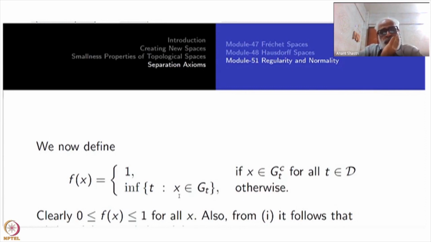Okay. Since all the t's are between 0 and 1, the infimum, whatever this set is, has to be between 0 and 1. And this part is 1. So 0 is less than or equal to f(x) less than or equal to 1. This is obvious from this definition.